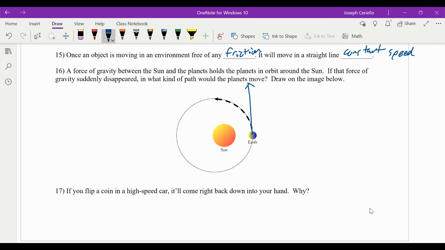Now, if you were in a convertible and you threw the coin up really high, it might look like it goes way back, because once it goes above the windshield of the car, there's a lot of air resistance. That air resistance is a net force, which could stop it.